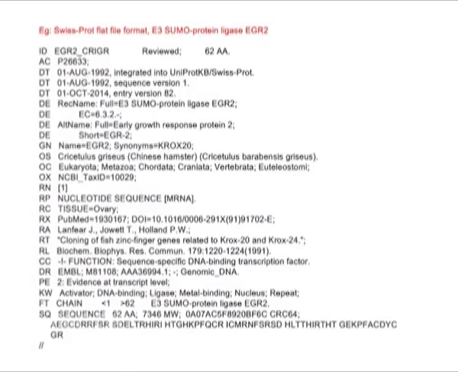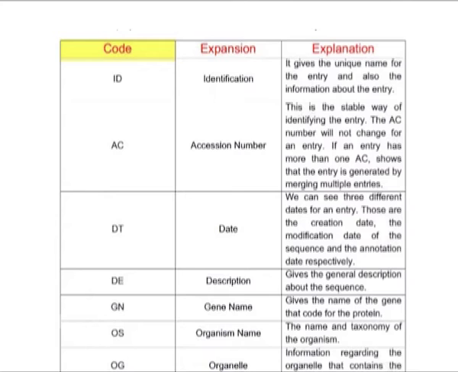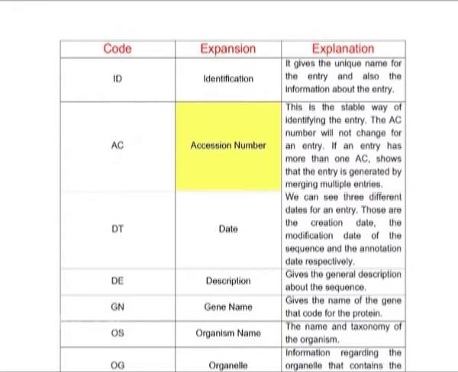Let us now study the various codes which are used in the SwissProt entry. The first column gives us the code, the second column gives us the expansion, and the third is the explanation. The first is ID. ID helps us in identification. It gives the unique name for the entry and also the information about the entry. AC is the accession number. This is the stable way of identifying the entry. The AC number will not change for an entry. If an entry has more than one AC, it shows that the entry is generated by merging multiple entries.